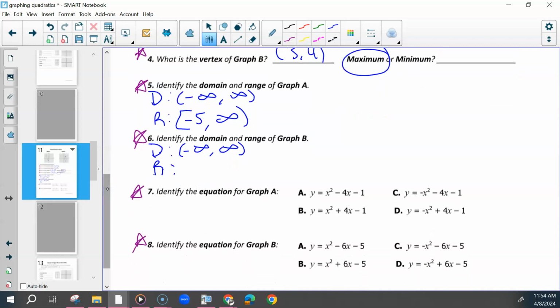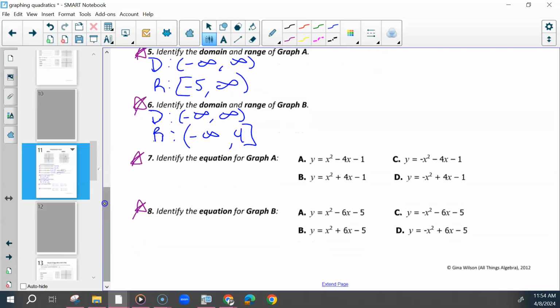For graph B's range, what is the lowest point? What is the highest point? Okay, so I know it's going to end at 4. Lowest is negative infinity. So domain, you should be able to answer that question with or without a graph. Range, you need the graph in order to see it.